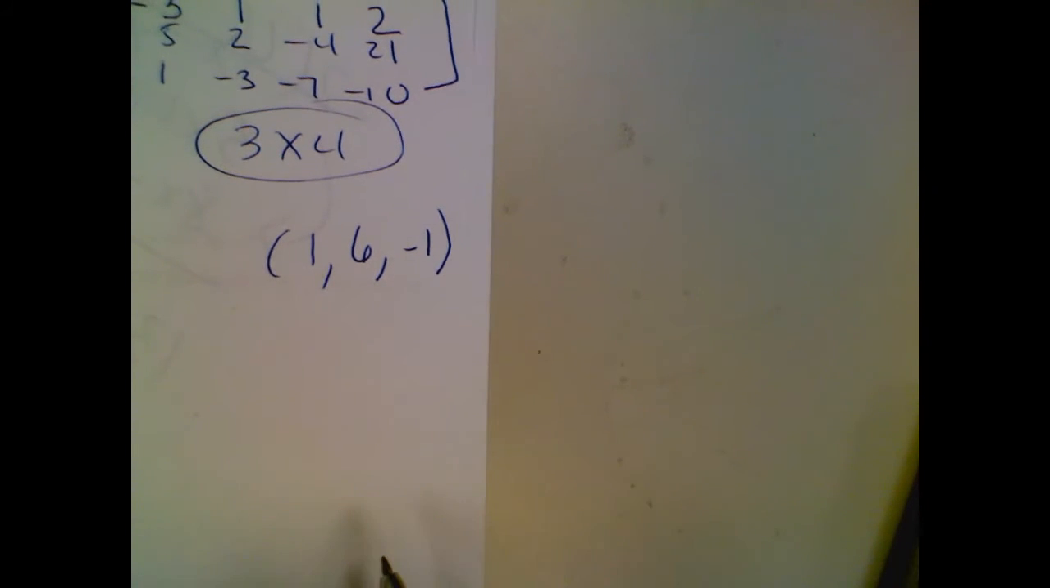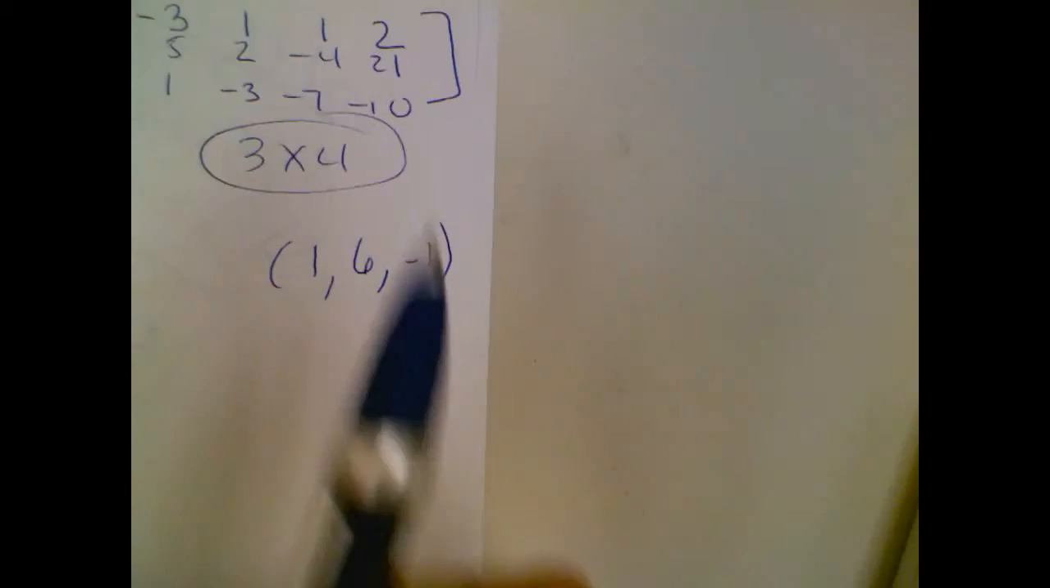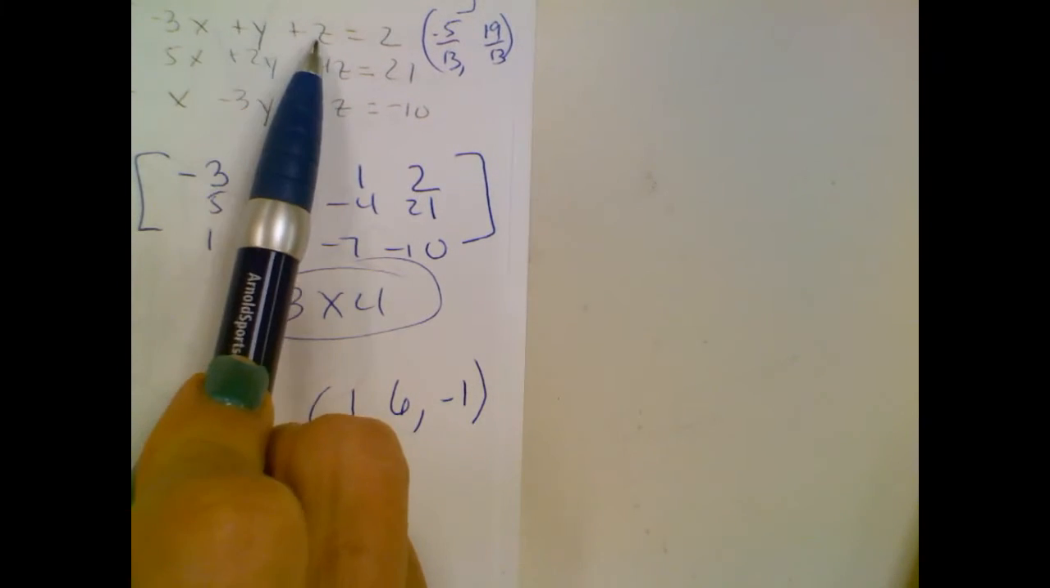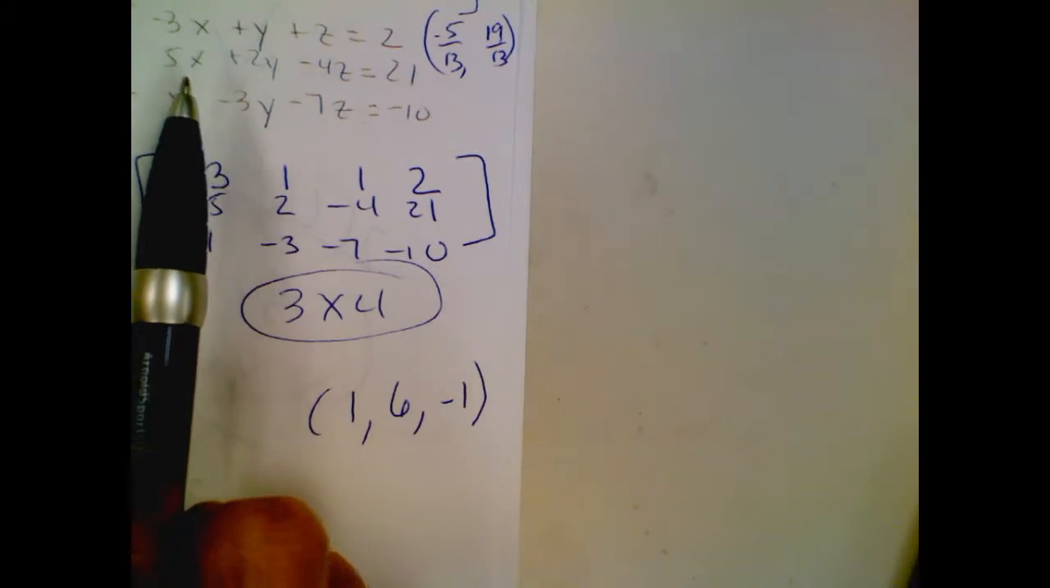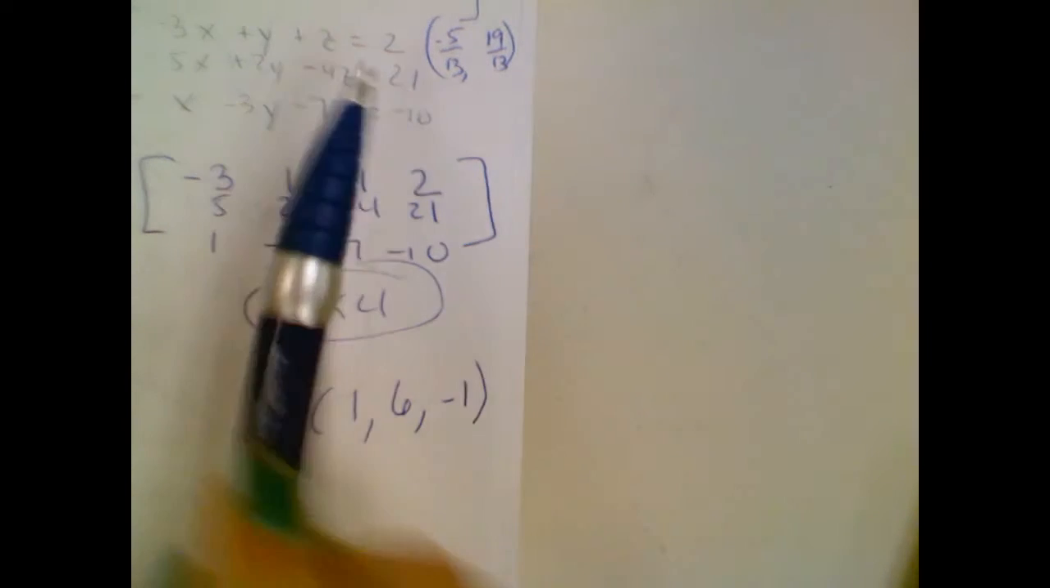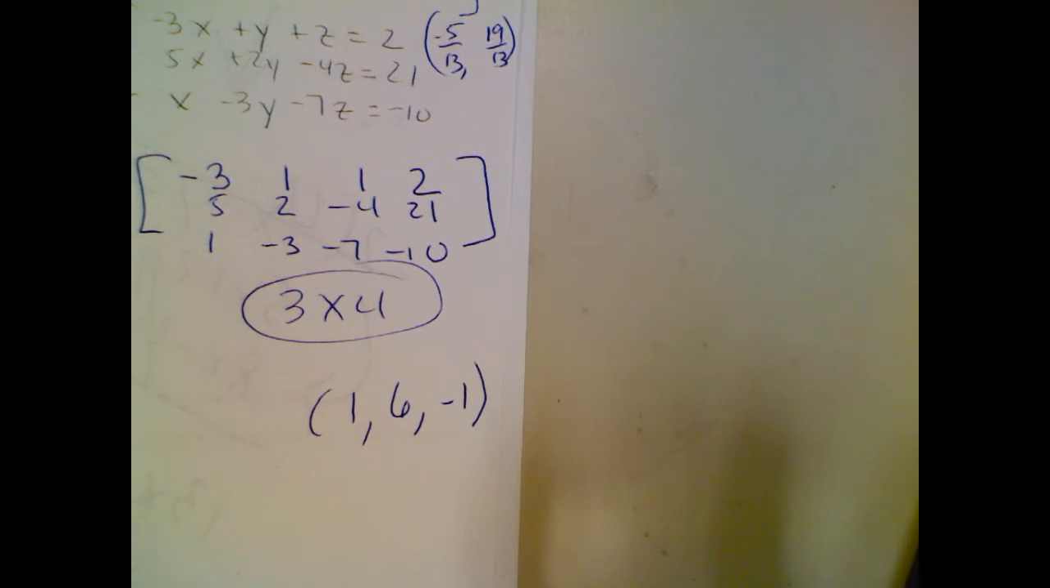You write it as an ordered triple. How do you know if you're right? If you plugged in a 1 into the original equation for X and plugged in a 6 for Y and a -1 for Z, you would get 2. If you plugged in a 1 for X here, a 6 for Y, and a -1 here, you would get 21.